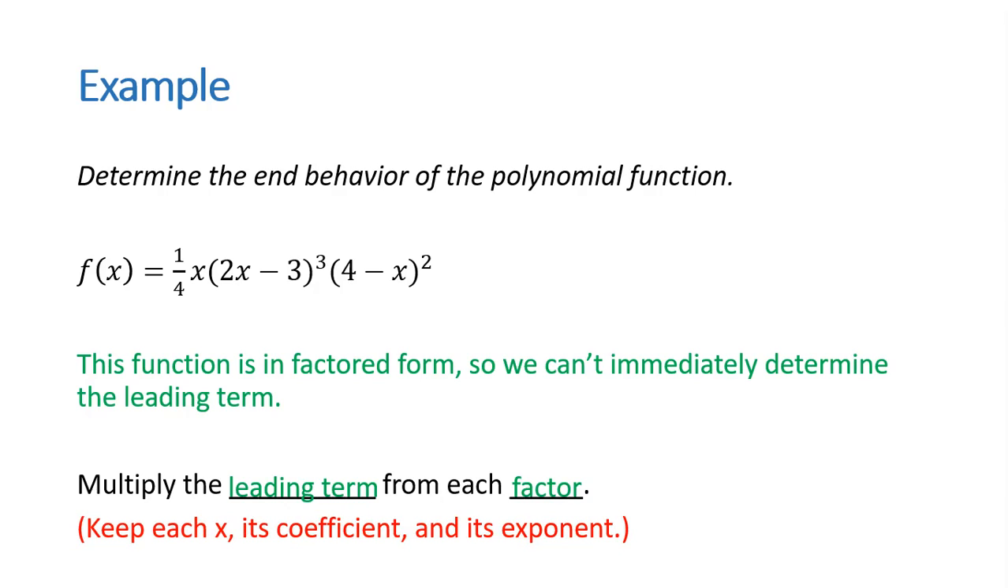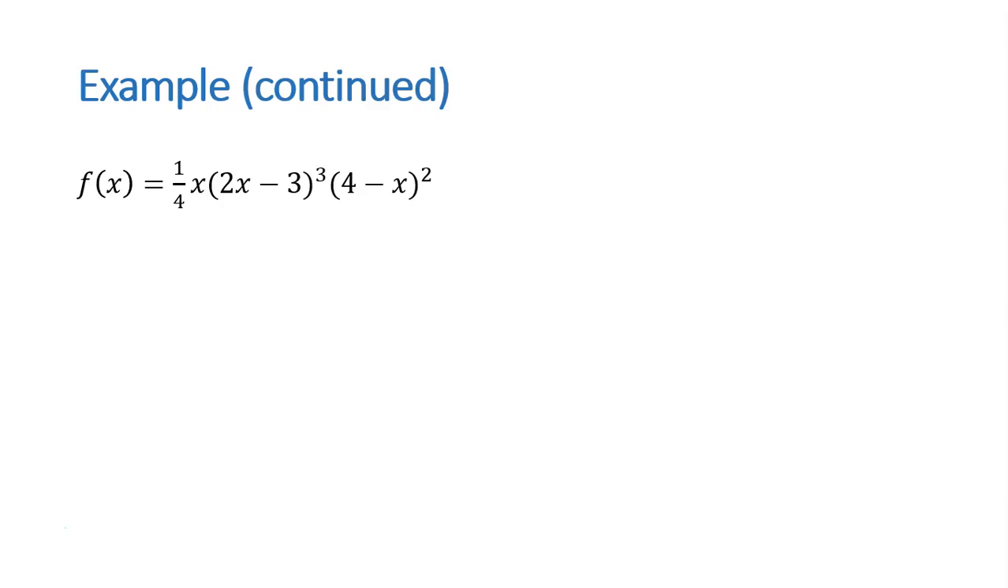Well, we identify each x. Notice we have 3 x's in this particular function. So the leading term is going to keep each x. It's going to keep the coefficient for that x, and then it's going to keep the exponent that goes with that x, or potentially goes with the x and the coefficient. So once we take all those x's, all their coefficients, and all their exponents, we're just going to multiply those together. And once we multiply each of those pieces together, that's going to give us the leading term for the whole polynomial. So let's see what that looks like.